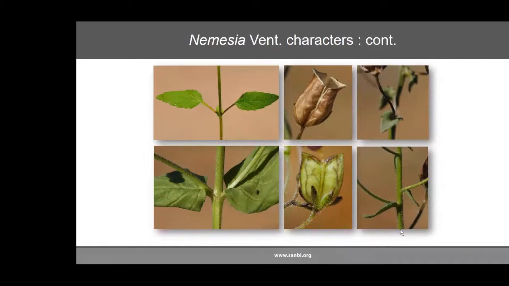Some more characters of the genus is that plants are annual or perennial and mostly herbaceous. The leaves are linear to lanceolate and mostly toothed. Unlike most other members of the Scrophulariaceae, Nemesia has laterally compressed fruits. At the base of each flower stalk, the presence of a bract can be seen.